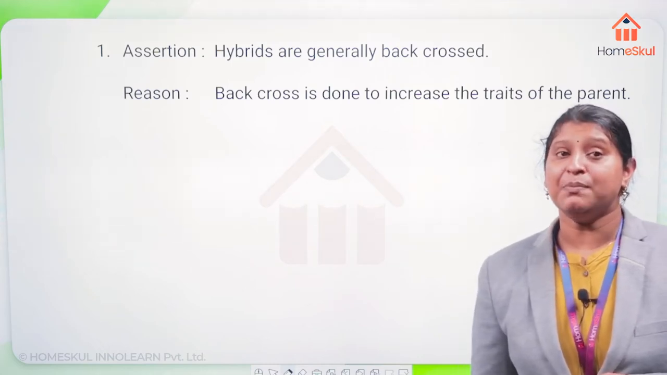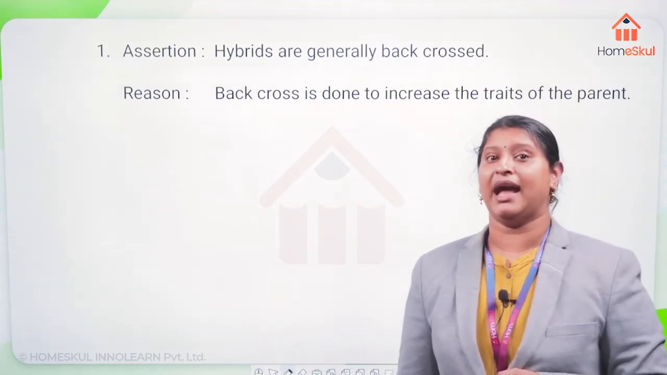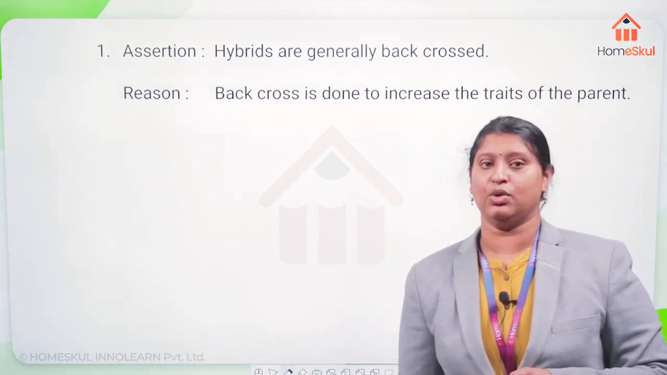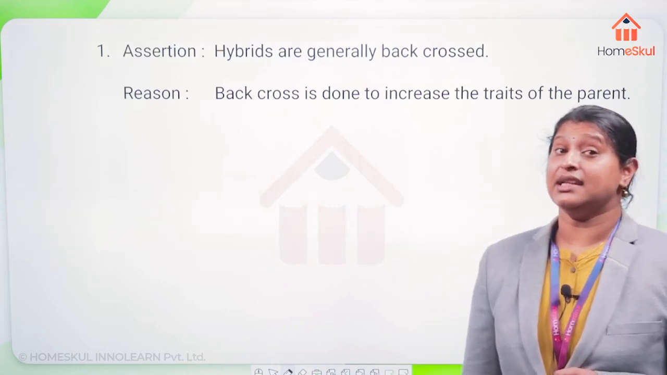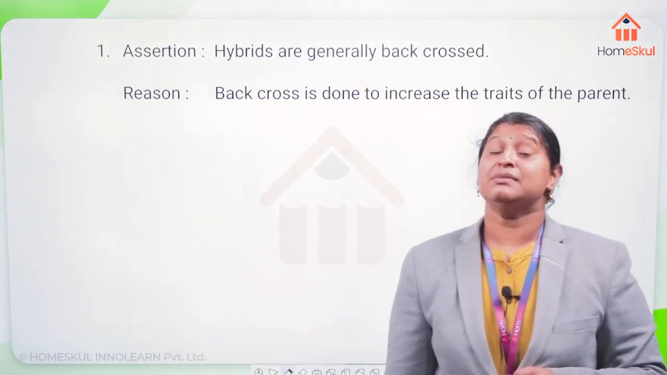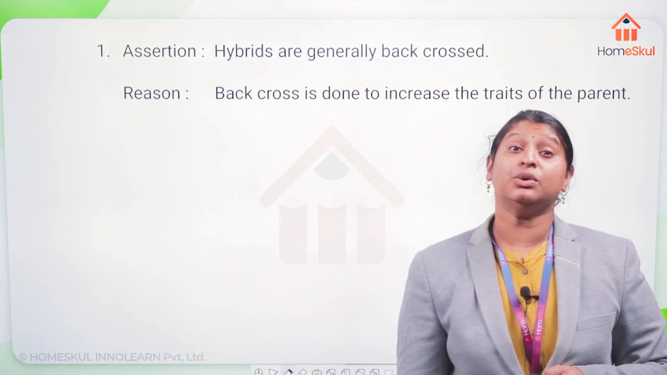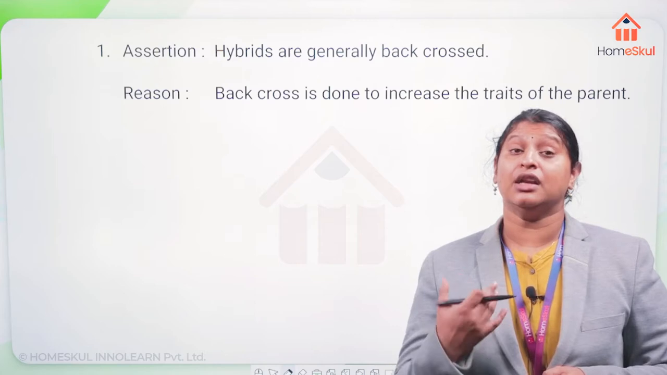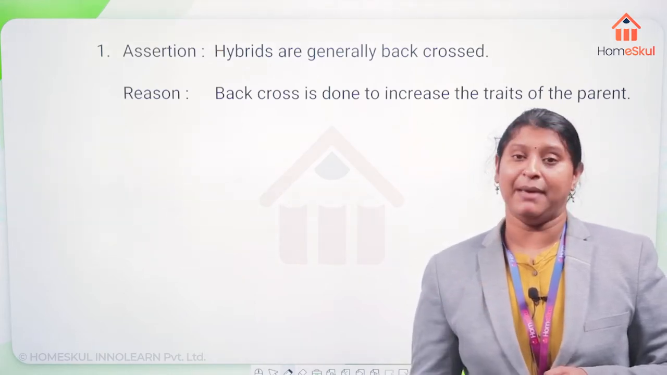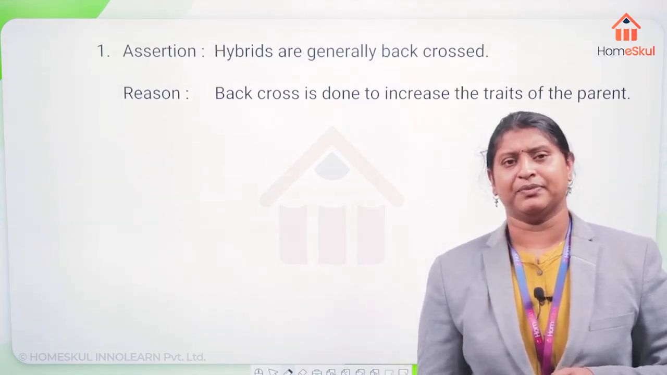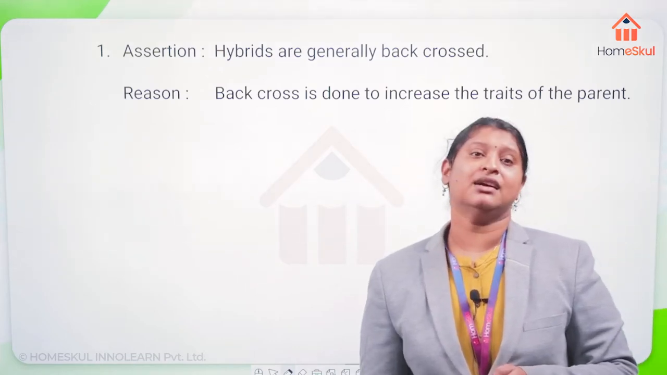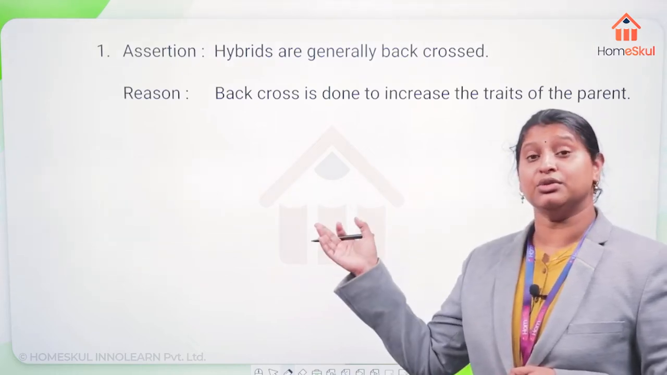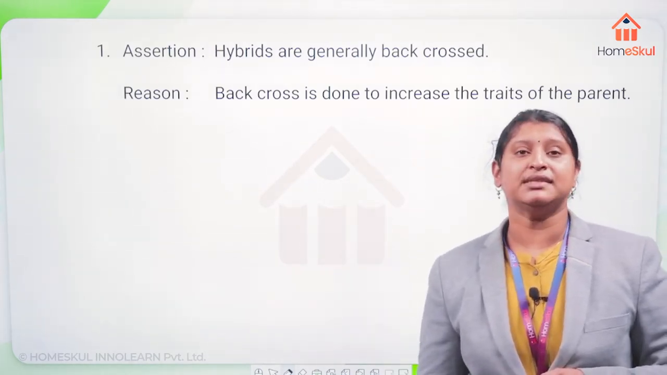Assertion: hybrids are generally backcrossed. Reason: backcross is done to increase the traits of the parent. Can you please answer whether the assertion is true or the reason is true? Both are true. Can you answer me?